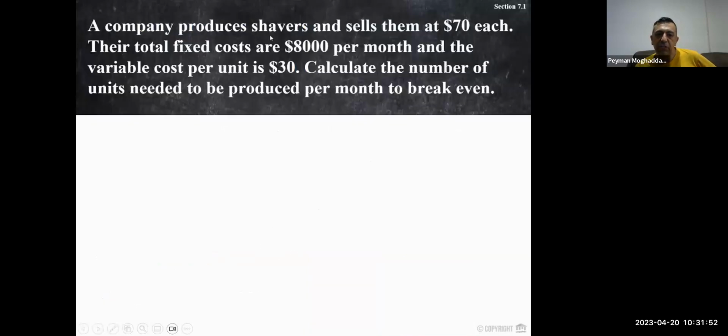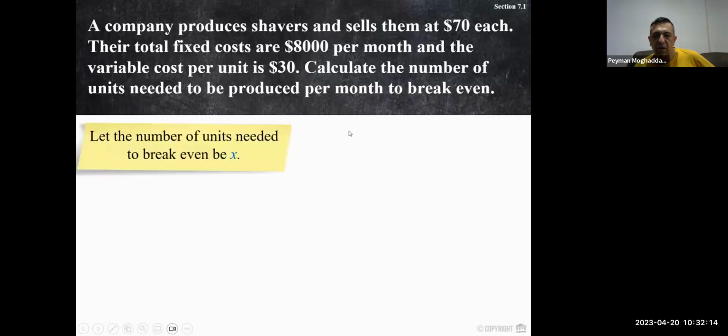A company produces shavers and sells them at $70 each. Their total fixed costs are $8,000 per month, and the variable cost is $30. Calculate the number of units needed to produce per month to break even. So with that we learned, right? So the contribution margin for each item is going to be $70 minus $30, which is going to be $40, and total fixed cost is $8,000.